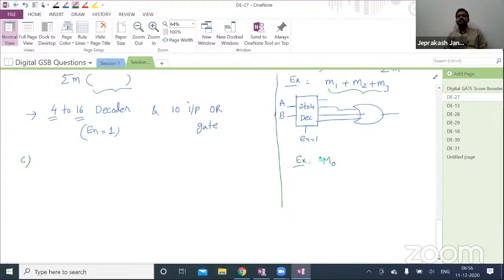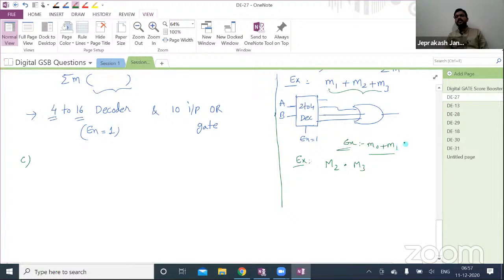If you consider some other example, say m0 plus m1, then the corresponding function you can write another way as M2 into M3, right? This is the product of maxterms. Can we write like this or not? All of you please respond. Yes or no? Please respond.